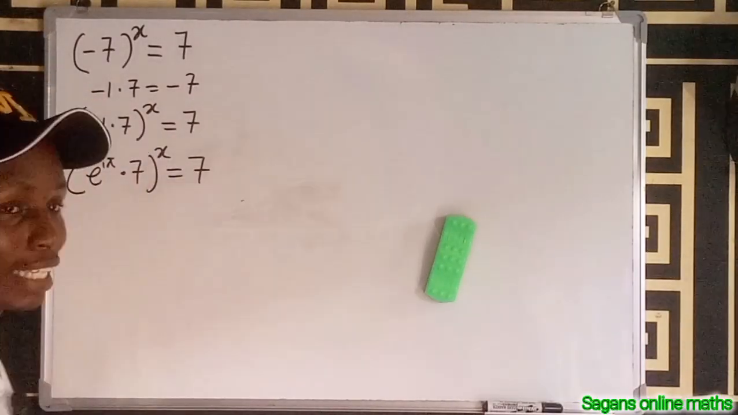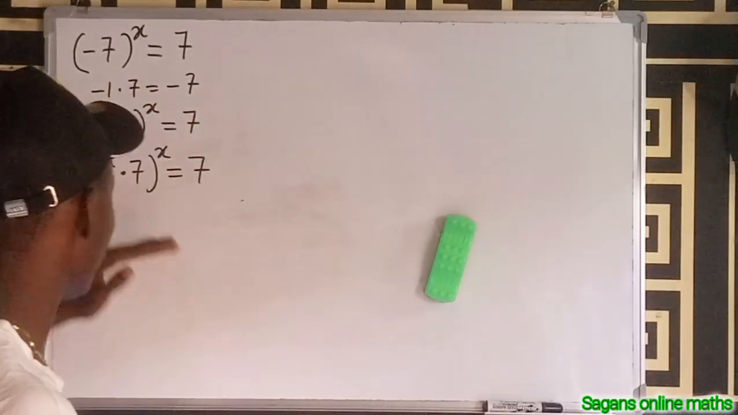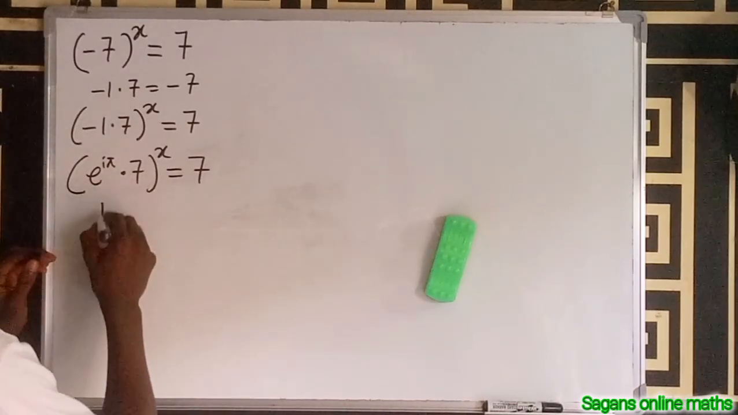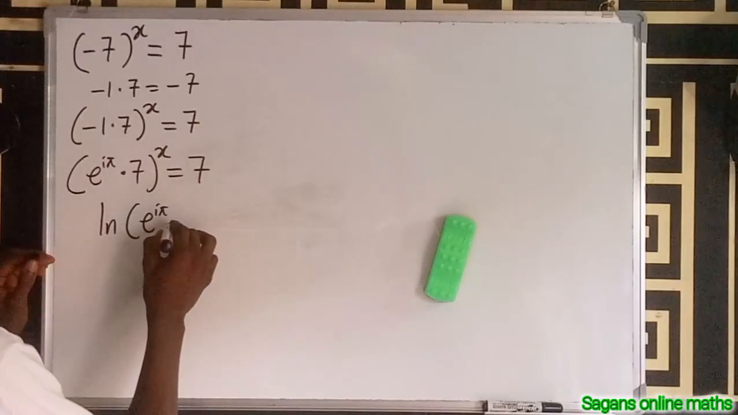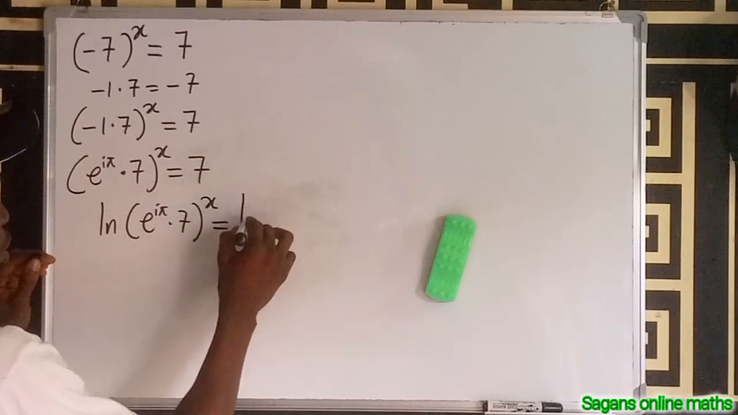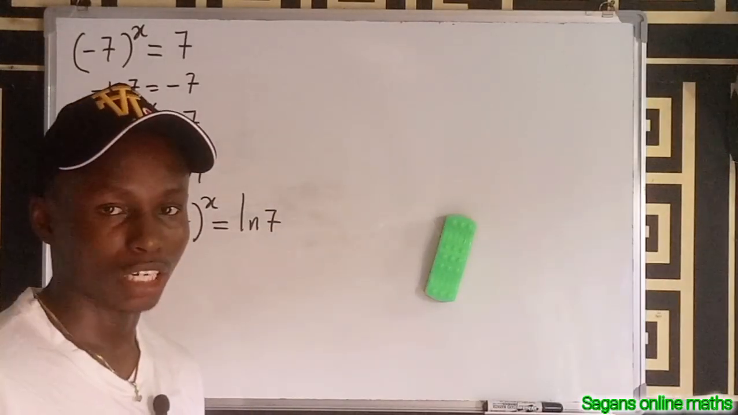What we are going to do here is to take the natural logarithm of both sides. That means the natural logarithm of (e^(i pi) multiplied by 7)^x is equal to the natural logarithm of 7. Wow, this is interesting, right?